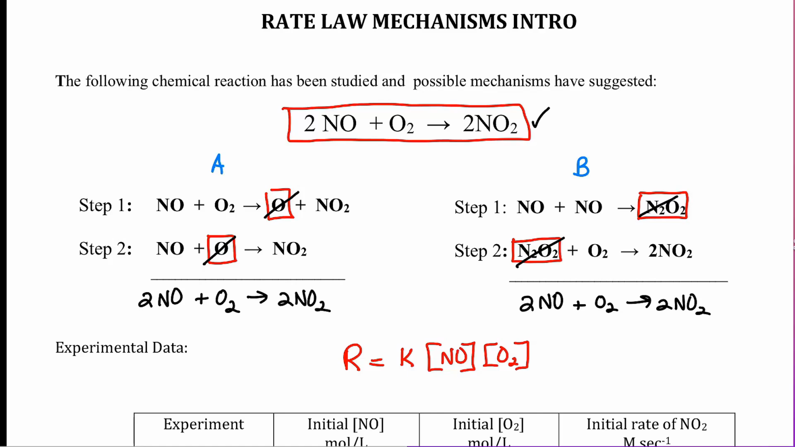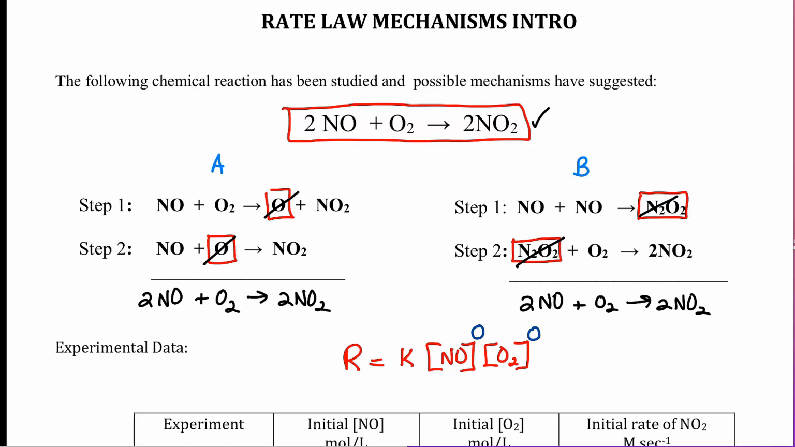Now what I left out though is the order. What are these orders that we talk about? How does changing one of these elements, or in this case molecules, affect the rate? Well, we need an experiment to do that. We're going to get to that experiment in a second, but let's first take a closer look at what we canceled out in the mechanism.